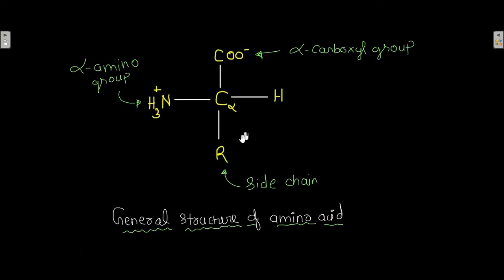So this is how the general structure of an amino acid looks. There is an alpha carbon in the center, then to that a hydrogen atom is attached and a carboxyl group is attached, and then an amino group is also attached, and it has a side chain as well. So this is the general structure of your amino acid.